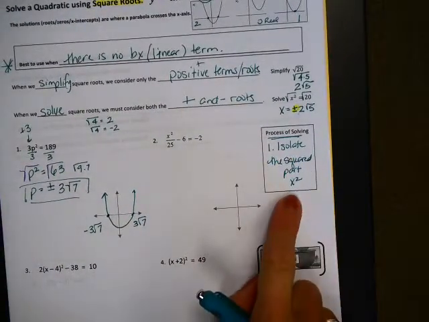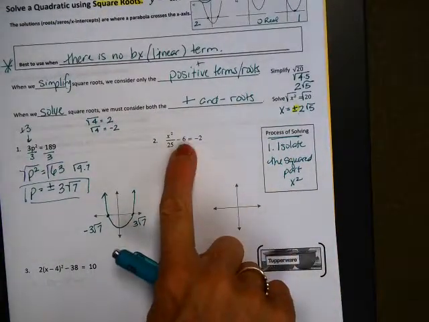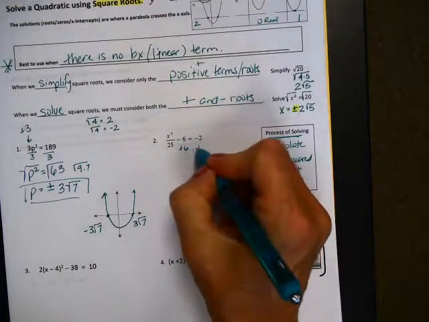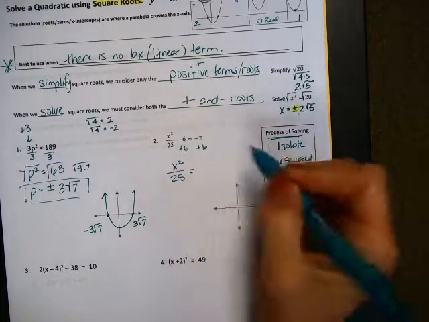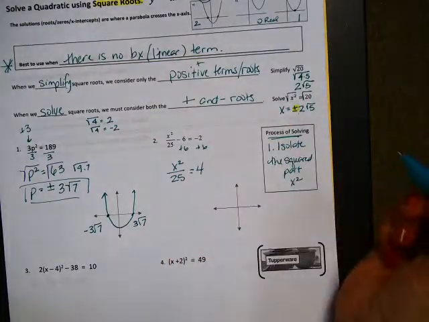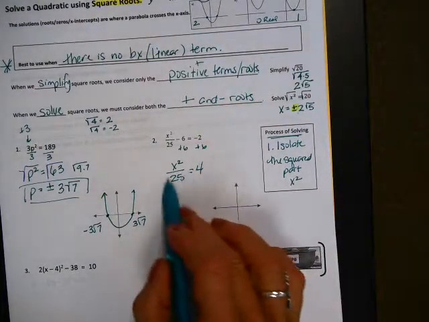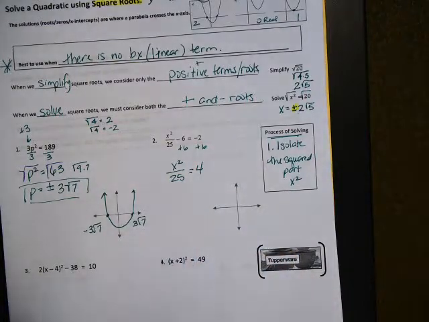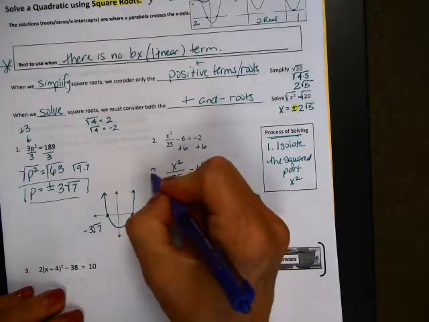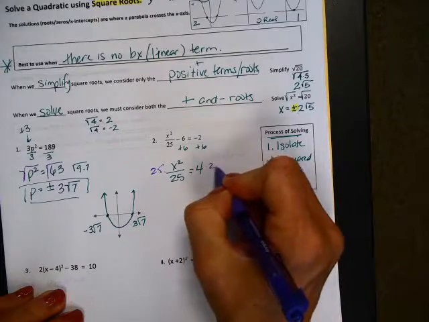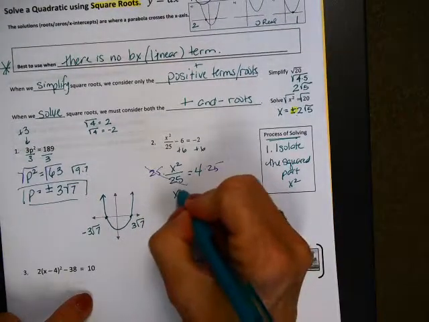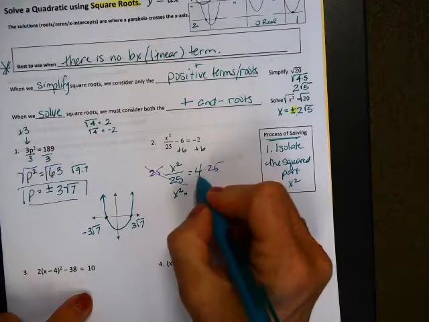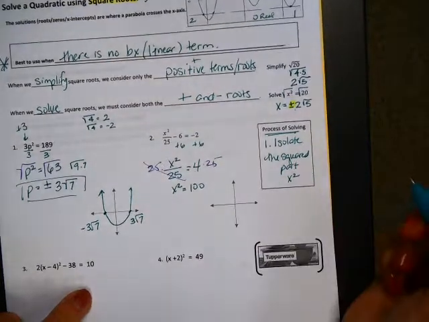Isolate the squared part first. So I need to get rid of the negative 6. So add 6. Okay, then how do you get rid of dividing by 25? Well, to do the opposite would be to multiply by 25. And then those cancel out, and now you're just left with the x squared. You've isolated it. 4 times 25 is 100.